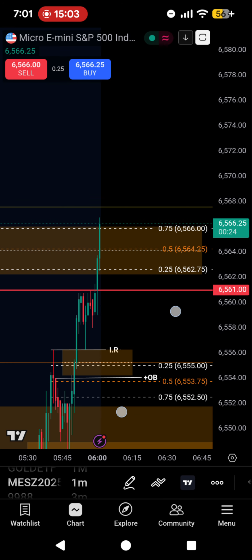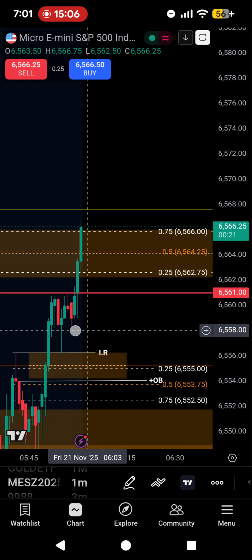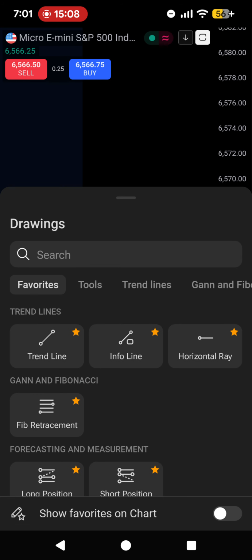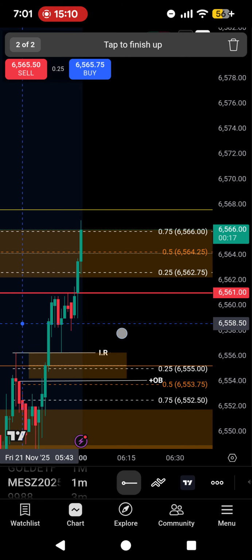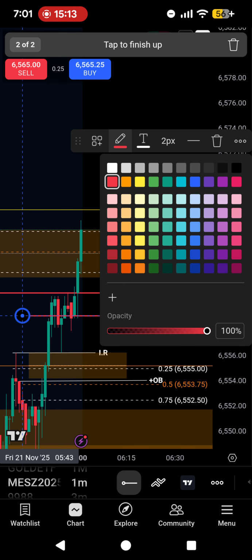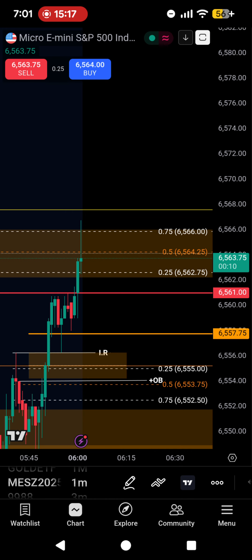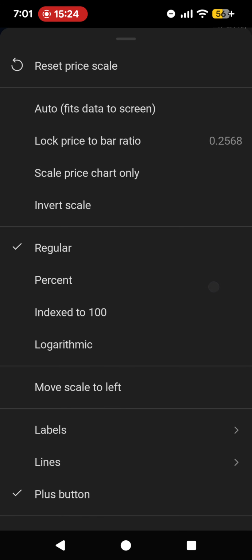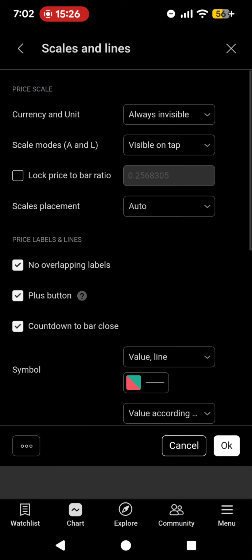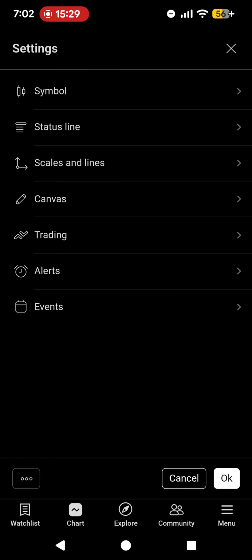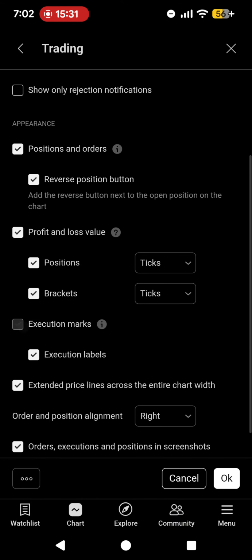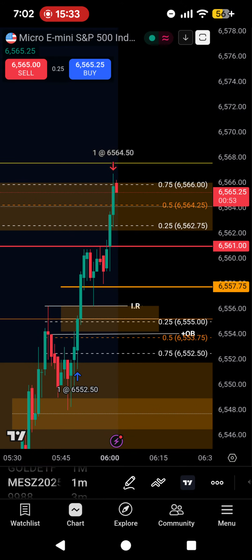Okay, right now the stop loss is going to be trailed to here. Let's just pull out one line for the stop loss. Okay, I'm going to make it orange. So right now my stop loss, I'm going to trail it to just right here. Okay, so there we go. So guys, easy peasy. When you know what you're doing, then you know what you're doing.